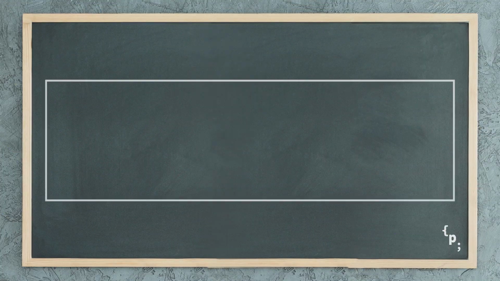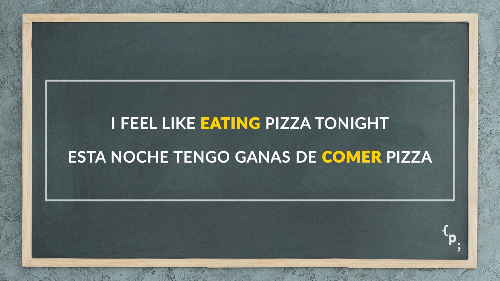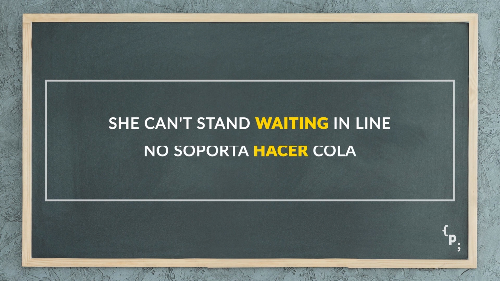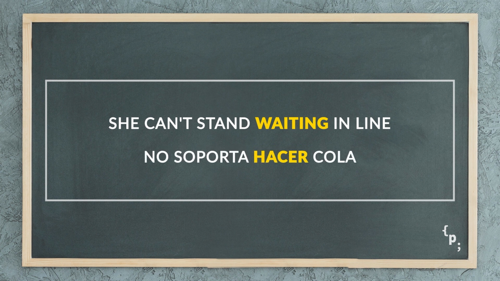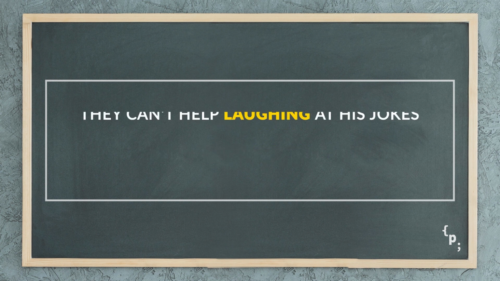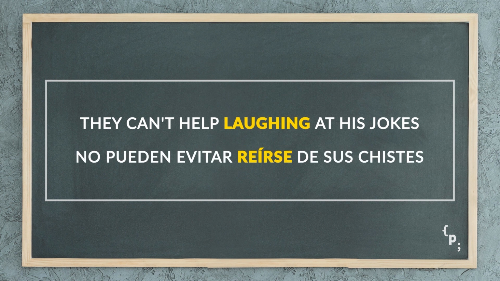After some fixed expressions, for example, feel like, can't help, can't stand, we need -ing. Let's have a look at some examples. I feel like eating pizza tonight. Esta noche tengo ganas de comer pizza. She can't stand waiting in line. No soporta hacer cola. They can't help laughing at his jokes. No pueden evitar reírse de sus chistes.